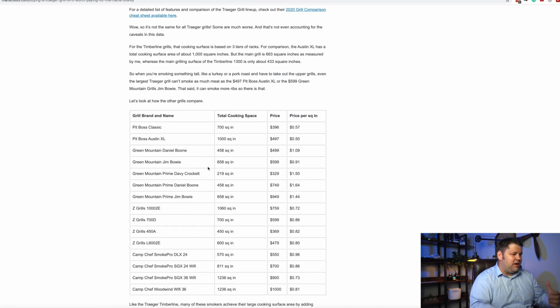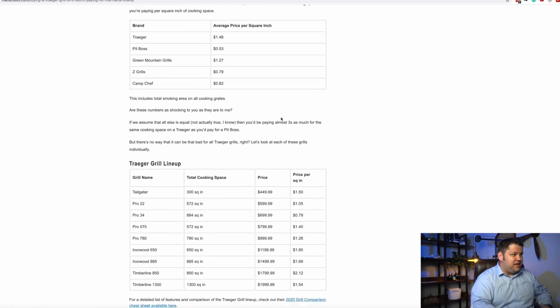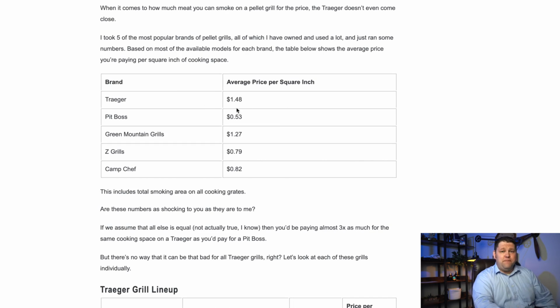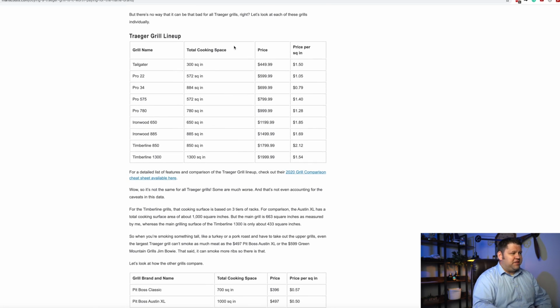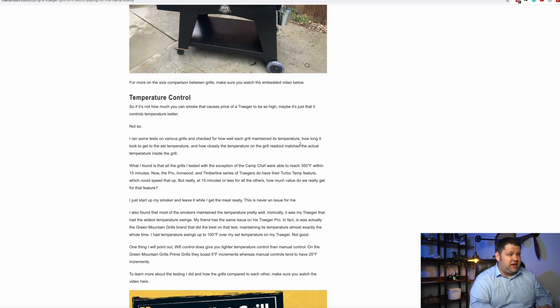Some of the most popular, so that you could get an idea here of what the range in price per square inch looks like. And you can see again back up here that Traegers are the most expensive by far when it comes to how much cooking area you get per dollar. And then when you look at specific models, you can see what that range looks like. And then you can look at some of the other brands and see, where do I get the most size for my dollar?